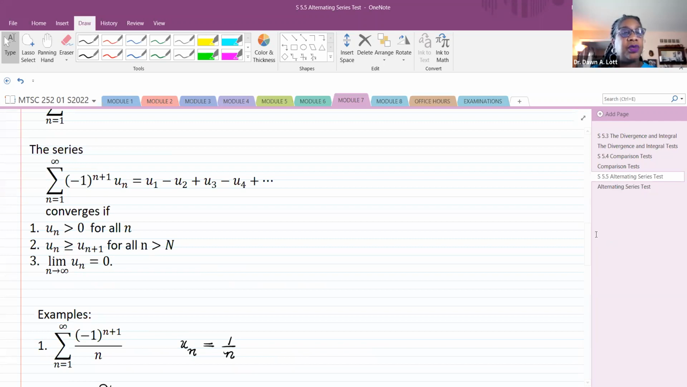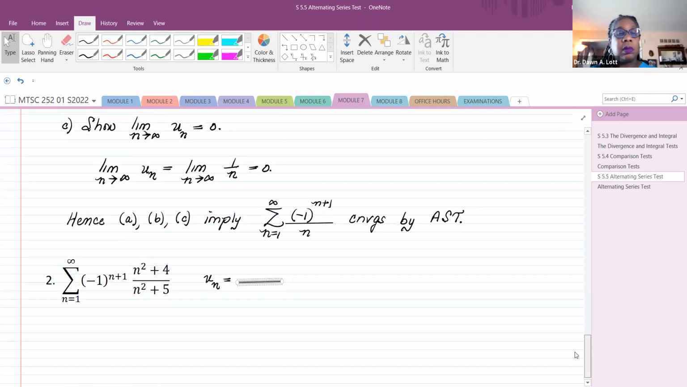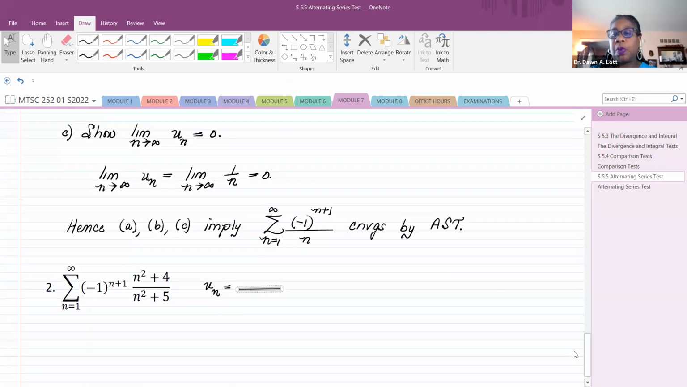So this is what our series looks like. We have (-1) to the n plus 1, or n minus 1, or n. un is everything else. Okay, so un in this problem is what?